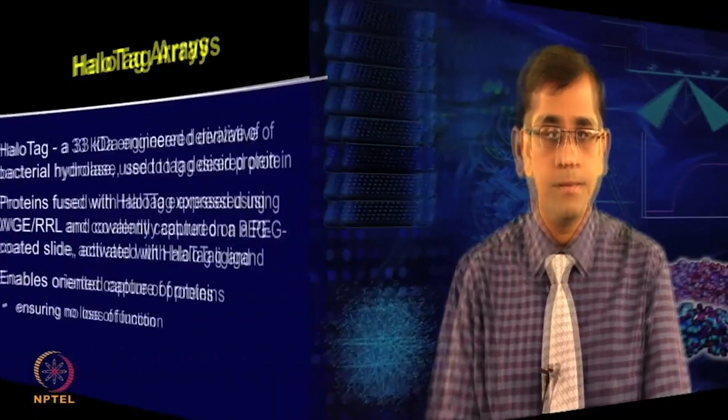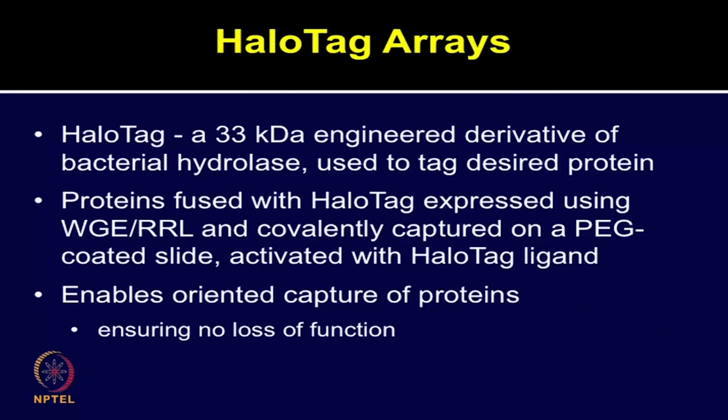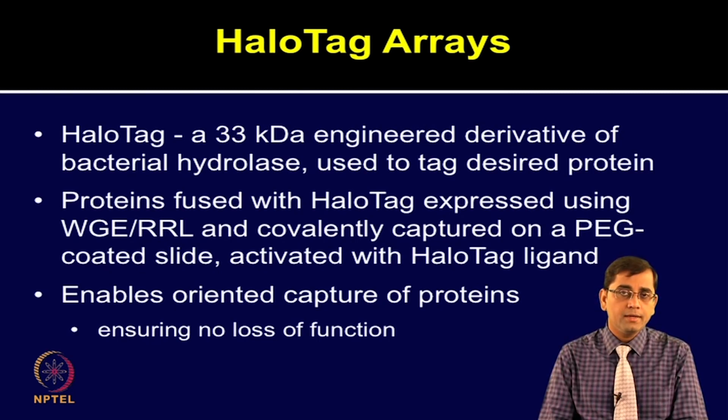Thirdly, it uses polyethylene glycol coated glass slides activated with Halotag ligand for specific capture of proteins which are expressed by using cell-free expression system. The Halotag is a 33 kilodalton engineered derivative of bacterial hydrolase, which is used to tag desired proteins. The proteins which are fused with Halotag are expressed by using wheat germ extract expression system or rabbit reticulocyte lysate and covalently captured onto PEG containing slides.